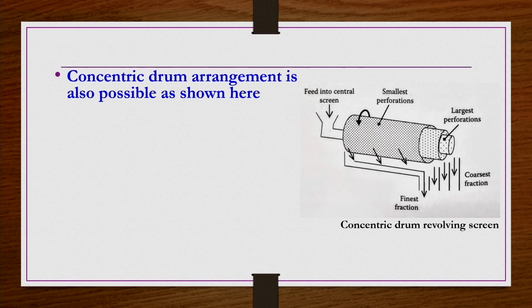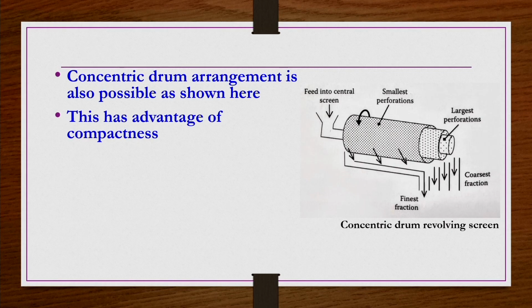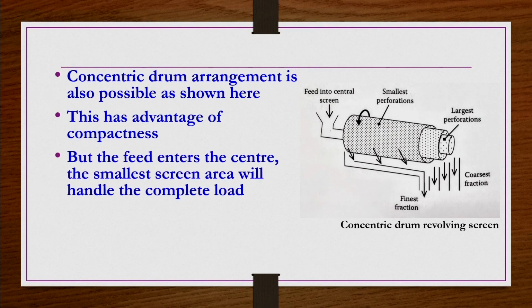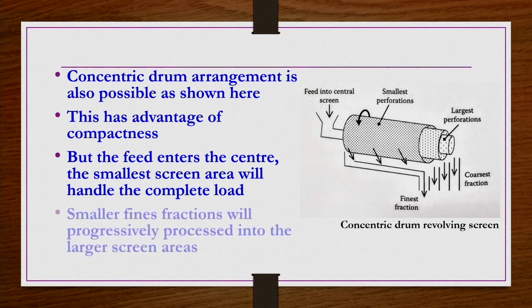So, we have a concentric arrangement, with one drum inside the other. The advantage of this design is compactness, but the problem is that the concentric arrangement is made in such a way that the largest opening drum is at the center, and the smallest opening drum forms the outer periphery. Because of this, the feed enters at the center, so the smallest screen area will handle the complete load. That is the problem.